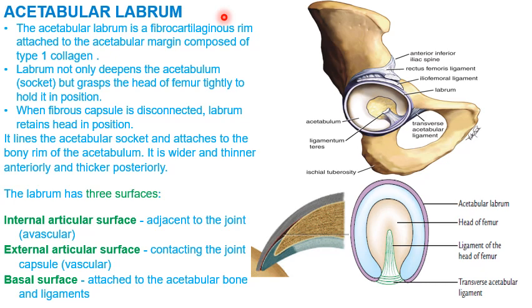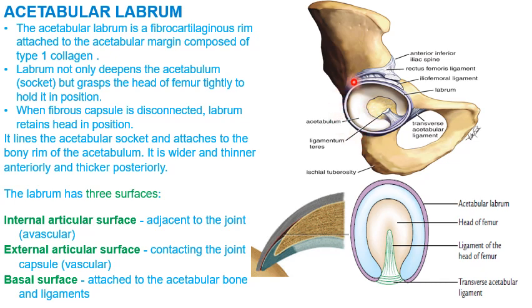Acetabular labrum. This is a fibrocartilaginous rim attached to the margin of the acetabulum. Being a fibrocartilaginous structure, it is made up of type 1 collagen. You can see this dark violet color, that is the acetabular labrum. This labrum, which is attached to the rim of the acetabulum, not only deepens the socket of the acetabulum, but it grasps the head of the femur tightly into the socket.